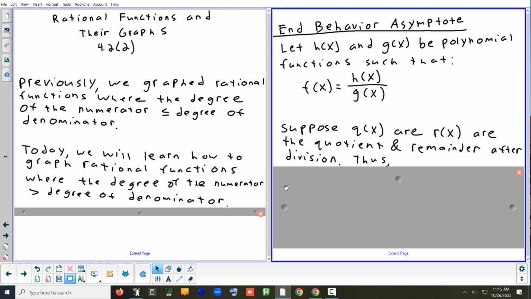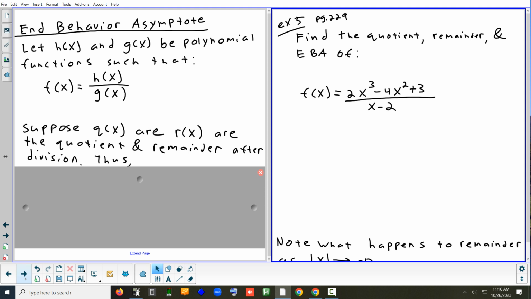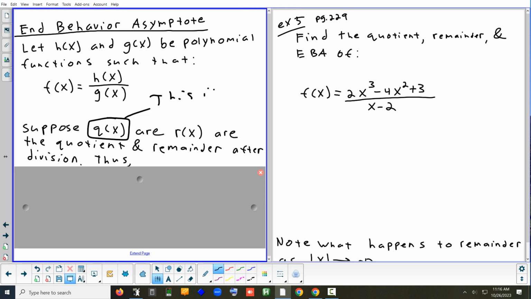Okay. When you divide these two things, right? Like if you had a polynomial in the top and a polynomial in the bottom, maybe something like that one. When you divide them, you're going to get a quotient and you're going to get a remainder. The quotient is the EBA. So it's not a new calculation you haven't done before. It's something we've already done. The quotient is the EBA.